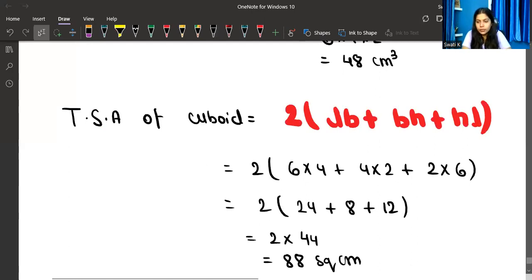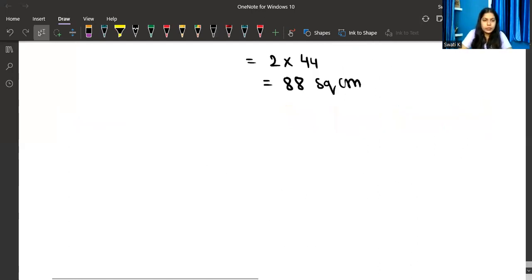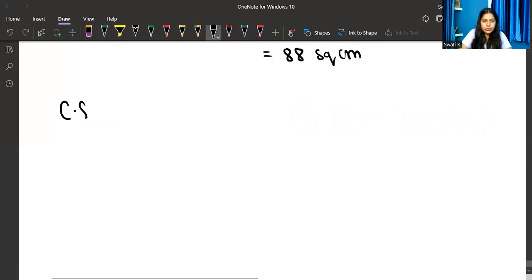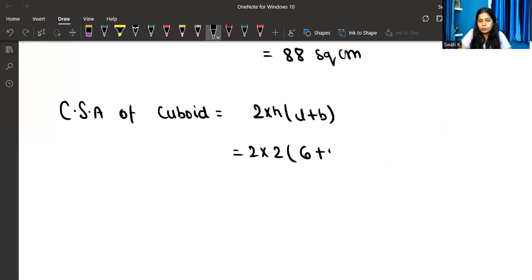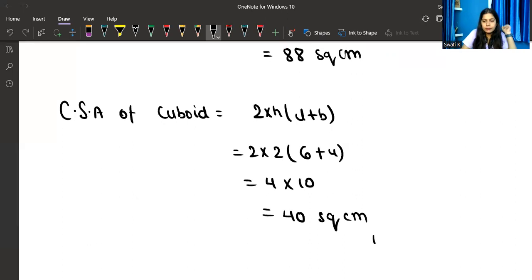Now let's find out the curved surface area of a cuboid. So that is CSA. So curved surface area of a cuboid, the formula is 2 times H into (L plus B). So using this formula, 2 times H is 2, L is 6, and B is 4. So 2 times 2 is 4, 6 plus 4 is 10. So it is actually 4 times 10. The answer is 40 square centimeter. That is the answer. So this is about cuboid.